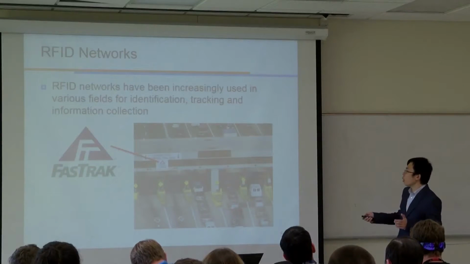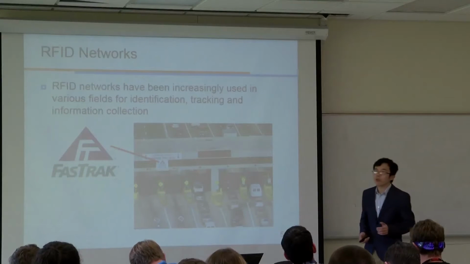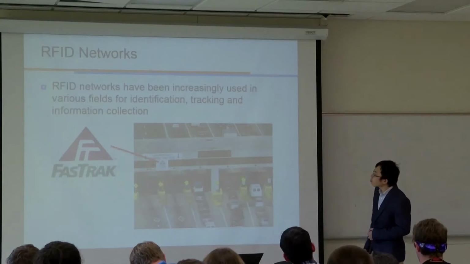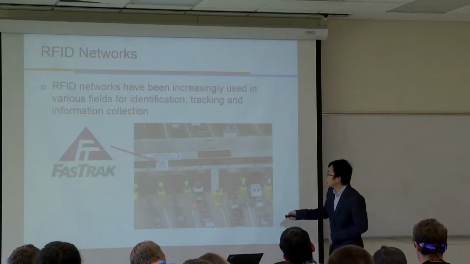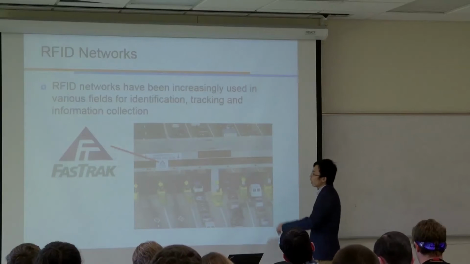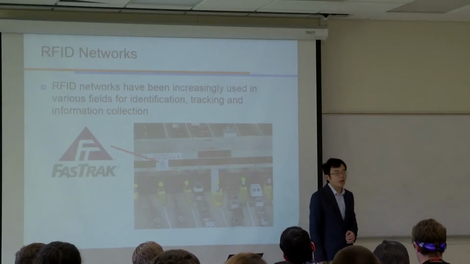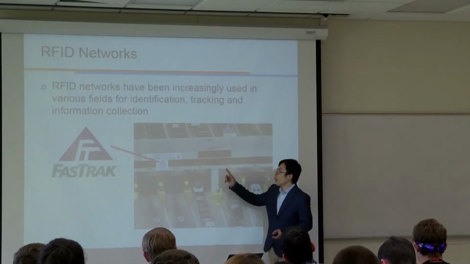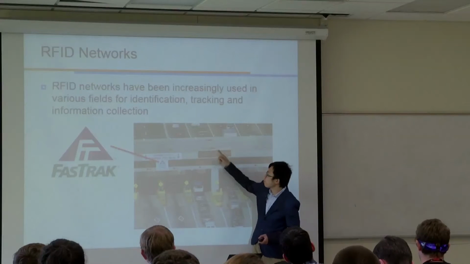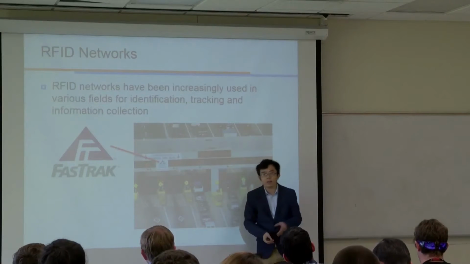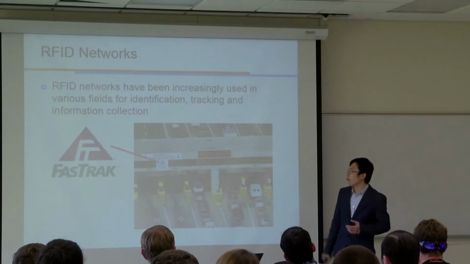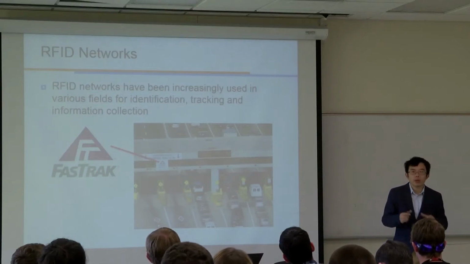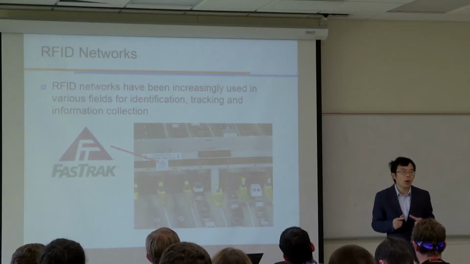For example, if you drive in California, I think you should be very familiar with this one, FasTrak, right? Here is one toll plaza with FasTrak. Actually, FasTrak uses RFID techniques. In the toll station, there is a reader installed. If you buy the FasTrak, you will receive a small device, and you put the device on your car. Actually, that device is a tag.